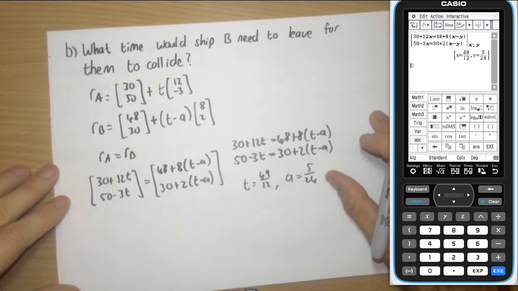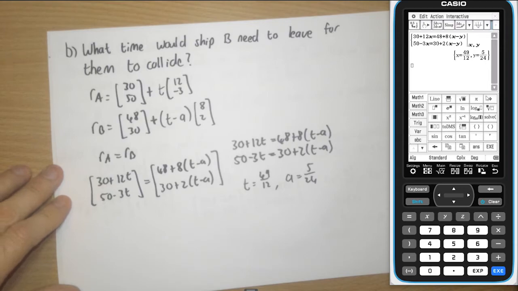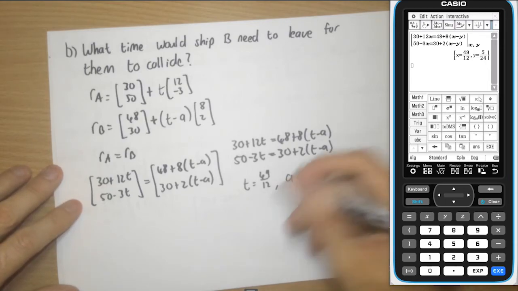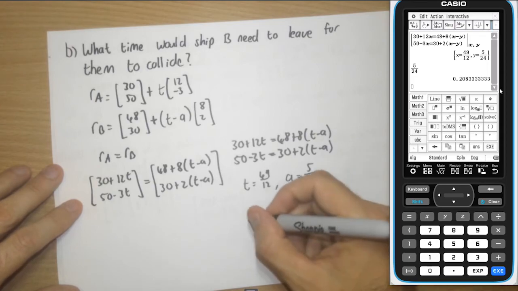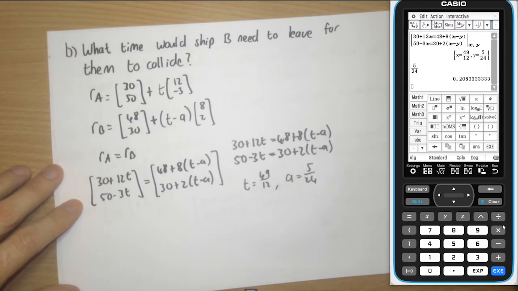So what time will ship B need to leave for them to collide? Well, let's convert this 5 over 24 into a decimal, 0.2, and we'll times that by 60, because that's in hours. It's converted to minutes, 12.5 minutes later.